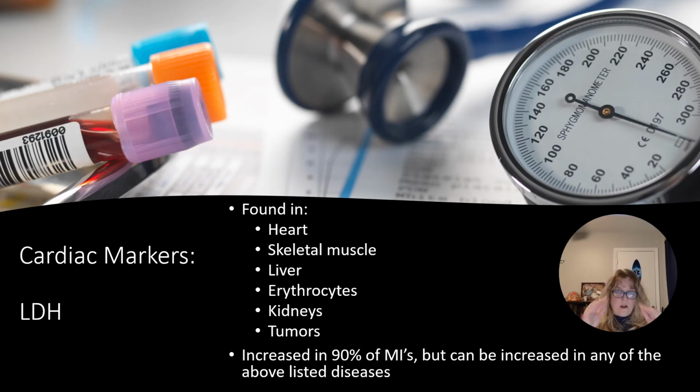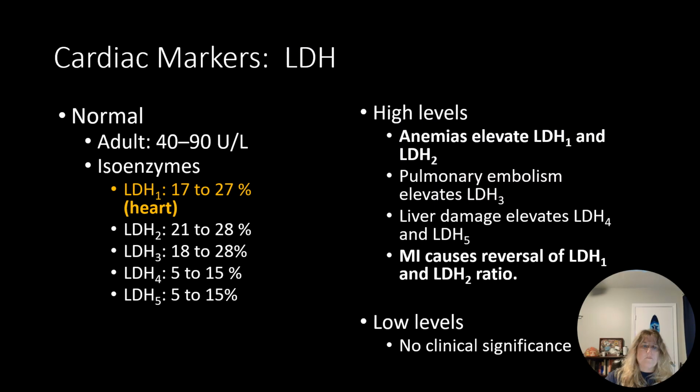Now, your LDH is found in heart, skeletal muscle, liver, erythrocytes, kidneys, and tumors. It increases in about 90% of MIs, but it can be increased in other conditions as noted above. So anytime you have a change or a shift with skeletal muscle or any of those, you can have an increased level as well. That's why we don't put all our eggs in the one basket. Normal range for an adult should be somewhere between 40 to 90 units per liter.